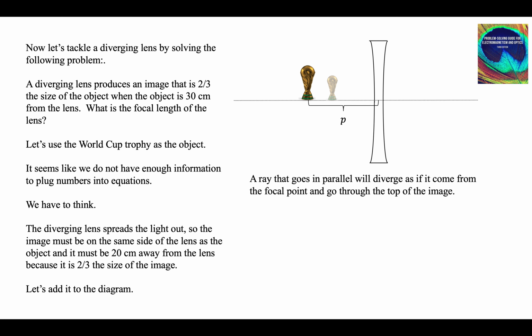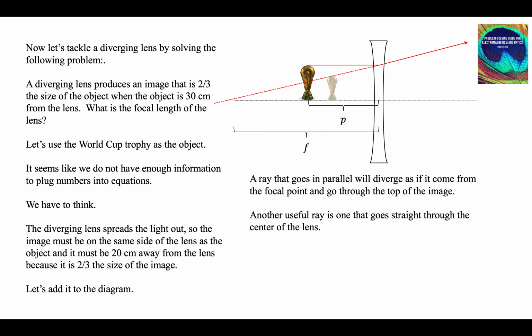A ray that goes in parallel will diverge as if it came from the focal point, and it will appear to come from the top of the image. So let's put it in. We don't know what the focal point is, but we know that that ray is appearing to come from the top of the image, so we can put it in. Focal point's back here somewhere. We don't know what it is yet. We can calculate it. Another ray goes straight through the center of the lens. It's a thin lens so that doesn't diverge. Let's put that one in.